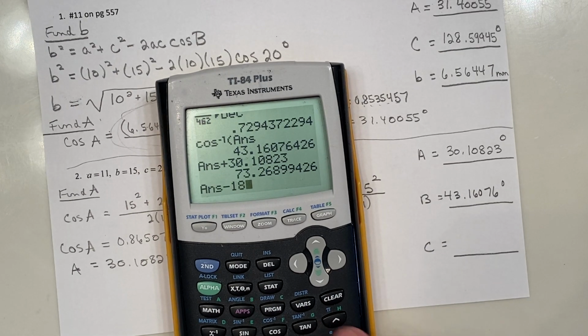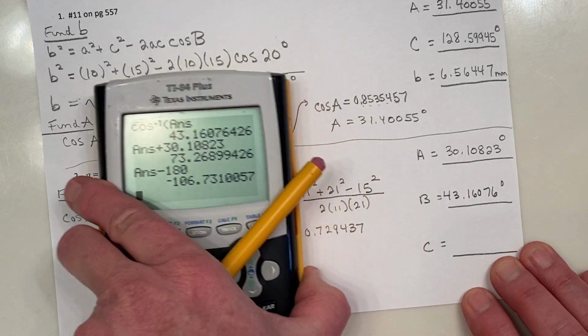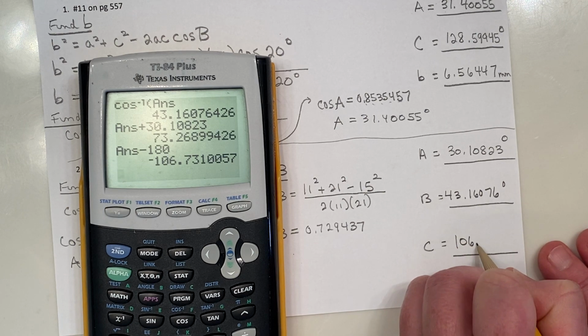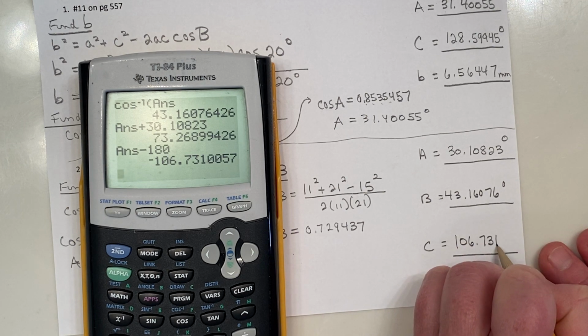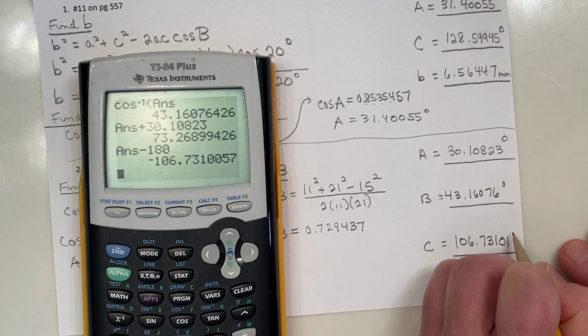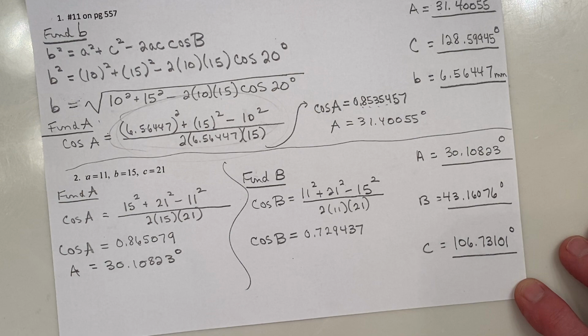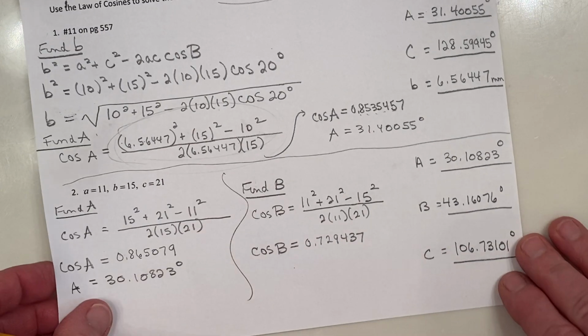I'm just going to subtract from 180 and know that my answer is going to be positive. I don't want to waste any more keystrokes. I know an angle measure is not negative. 106.73 degrees, if we rounded. Alrighty. I think I have a couple more examples, so let's go there.